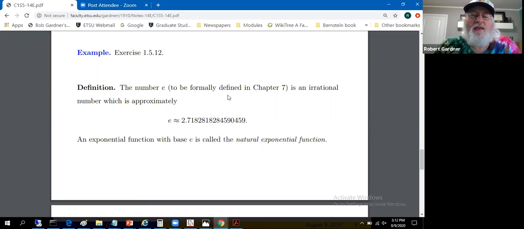So the number e, we'll formally define this in chapter 7. Earlier than that, we'll have a way to represent it as a limit. The number e is an irrational number, which is approximately 2.718281828, blah, blah, blah. Approximately. The decimal expansion goes on forever without any particular pattern, just like the square root of 2 and just like pi. An exponential function with this natural number e is called a natural exponential function.